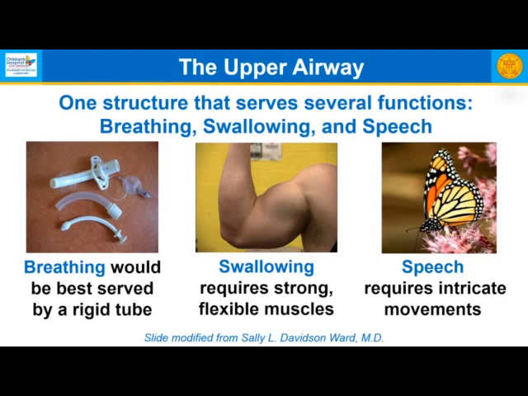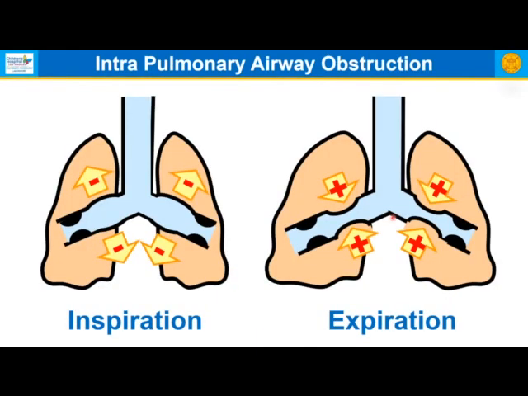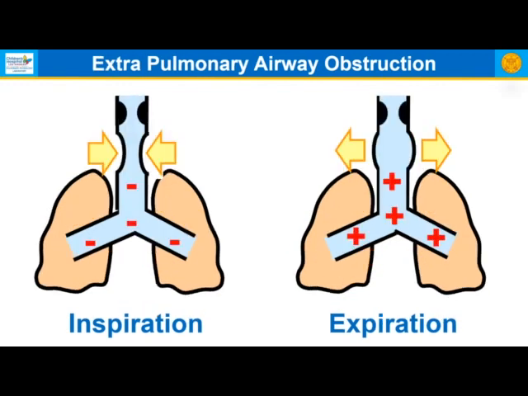Speech requires intricate movements. Previously, we've been talking about intrapulmonary airway obstruction, and you'll recall that the airways inside the lung during inspiration are subjected to negative pressure, which opens them, and it's during exhalation that pressure outside the airway may be decreased. So intrapulmonary airway obstruction is primarily an expiratory problem. In contrast, extrapulmonary airway obstruction is an inspiratory problem.